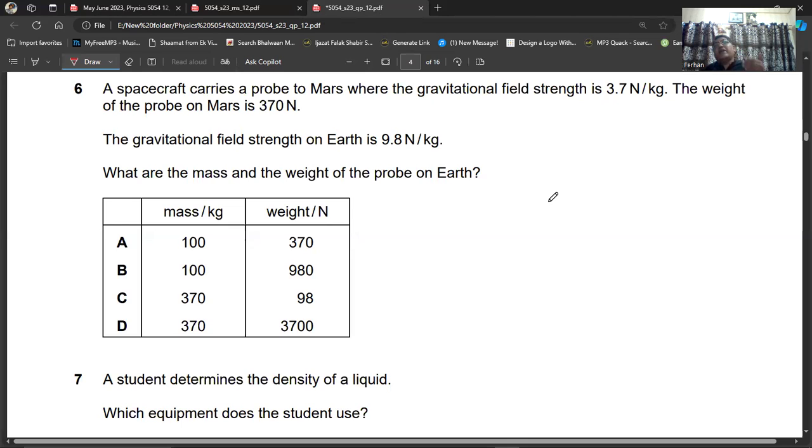I can calculate the mass on Mars. W is equal to mg. We know the weight of the probe, and we know the g value on Mars, so we can find out the mass. Whatever is the mass on Mars, the same will be the mass on the Earth. Then once I know the mass, I can calculate the weight on the Earth using the formula W equals mg, with the g value of the Earth. So let me show you.